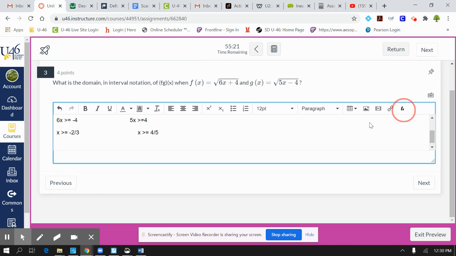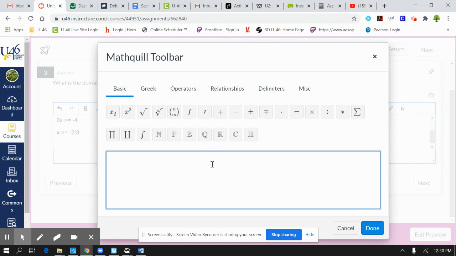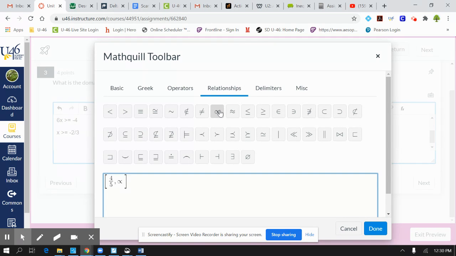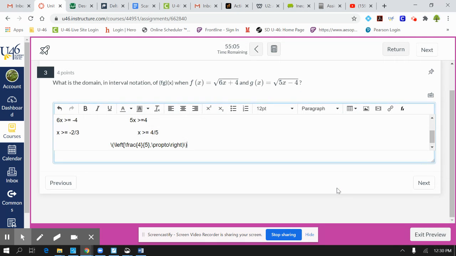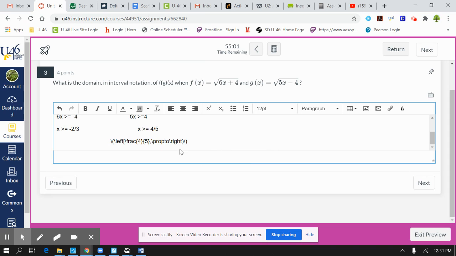So you would do bracket 4/5 all the way to infinity. Infinity always ends in a parenthesis. That's how it should look, including 4/5 going to infinity. Press done, and it will submit a code. But once you submit the whole test, it'll transfer that code to math symbols.